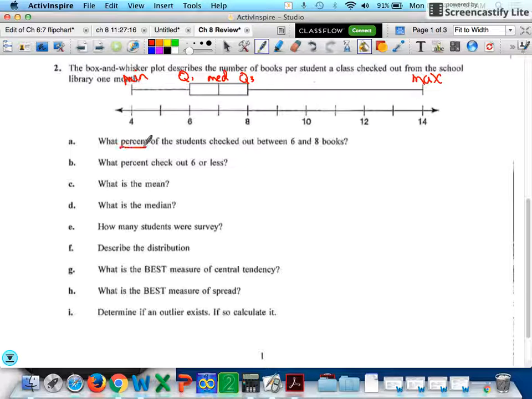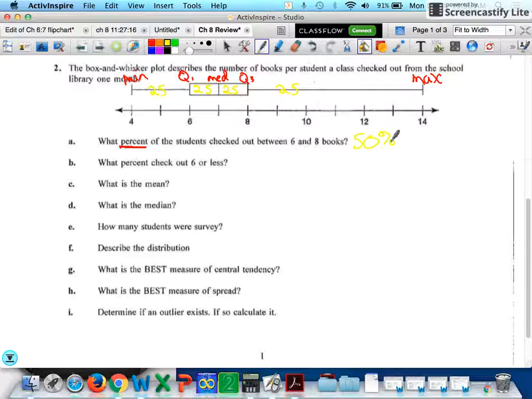It says, what percent of the students checked out between 6 and 8 books? We can't tell how many exactly, what number of students, but we can tell what percent because we know every piece of a box and whisker plot is worth 25%, no matter how big or how small the piece is. They're all worth 25%. Well, check out between 6 and 8 books. That's both of my boxes, and that's a grand total of 50% of our data.